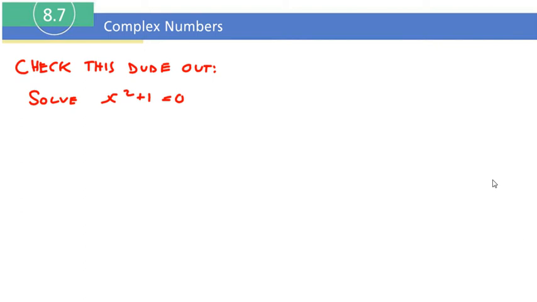All right, chapter 8.7, our last section in chapter 8, complex numbers. So we want to go ahead and check out what is a complex number, where it comes from, and all that kind of good stuff there. To demonstrate this, I'm going to do this small example: x squared plus 1 equals 0. We want to solve for x here and see how this is going to work.